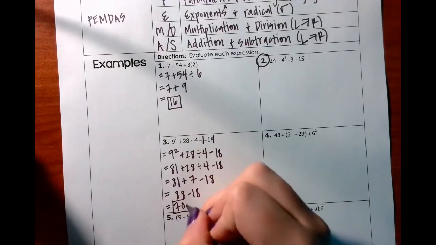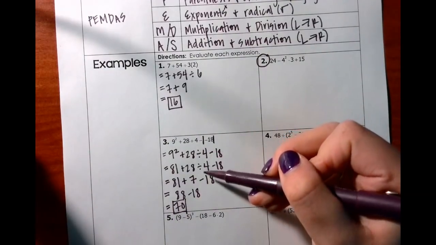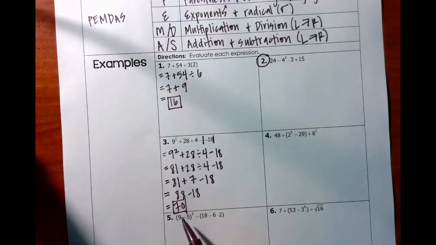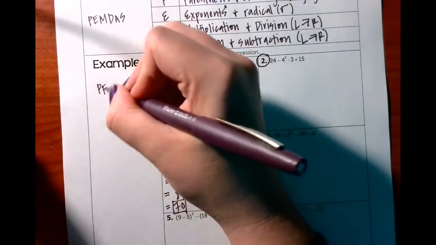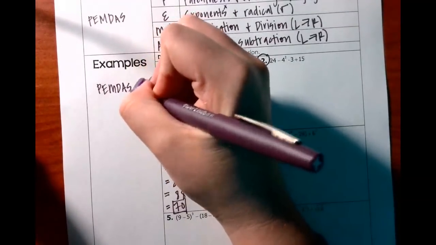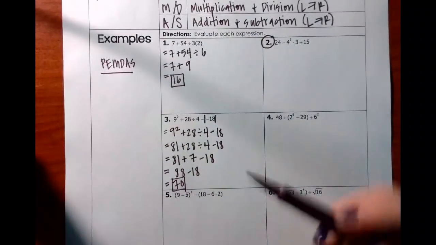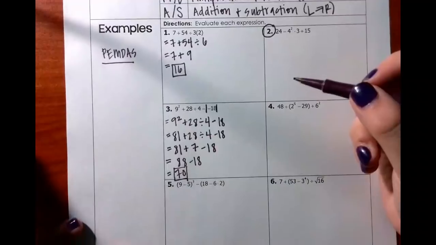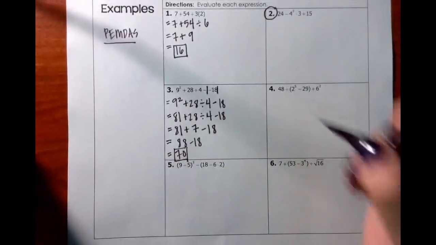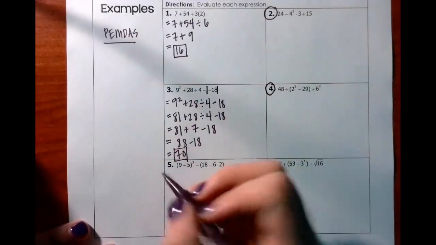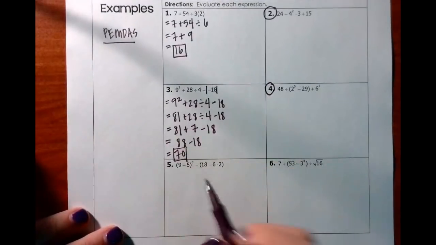I'm going to box my answer in. Remember, I need to see every single step, including your final answer. This allows me, one, to make sure that you understand the order of operations. More than that, you're justifying your answer. Now, I'm going to circle number 4, and we're going to go to number 5.